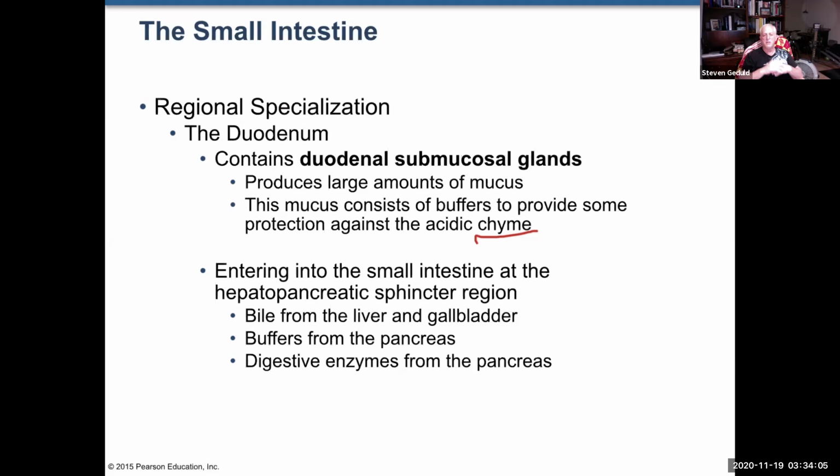Entering the small intestine at the hepatopancreatic sphincter region, you get bile from the liver and gallbladder. Remember, the liver and gallbladder secrete into the duodenum. Bile helps dissolve lipids, fats, and you get buffers from the pancreas, not insulin and not glucagon. Don't get that mixed up. A lot of people do. The pancreas produces insulin and glucagon, which are endocrine hormones, and it produces buffers released into the duodenum and small intestine. That's exocrine, released into an opening. You also get digestive enzymes from the pancreas.